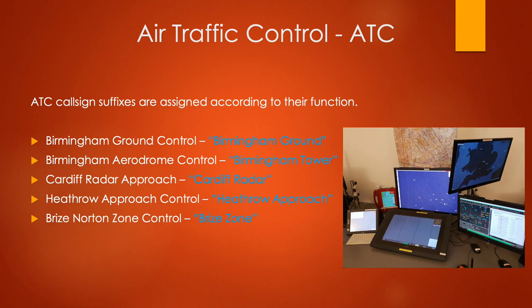Then we have Cardiff Radar Approach. Again, Cardiff's location and radar approach, so offering a service to aircraft that are not in the vicinity of an aerodrome, that are seen on a radar screen, and they'll be known as radar, so it's Cardiff Radar. Heathrow Approach Control, so Heathrow, again the name. If it's a busy radar, they'll split the frequencies into approach and departure, so we have aircraft coming into the aerodrome, and we also have aircraft leaving the aerodrome. Aircraft coming in will speak to approach, and aircraft leaving will speak to departure.